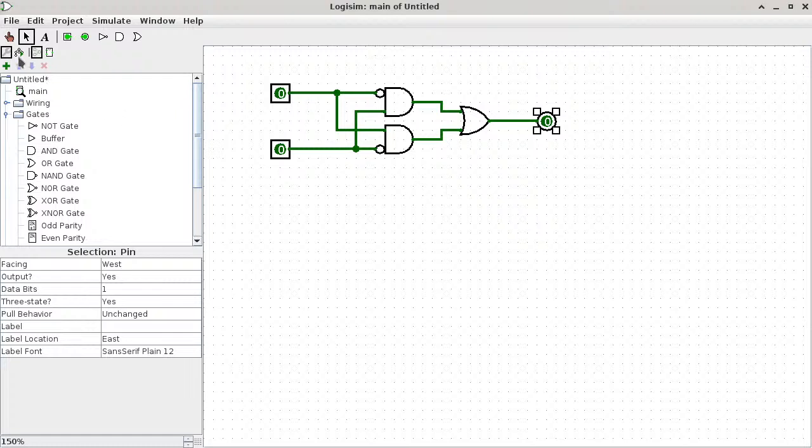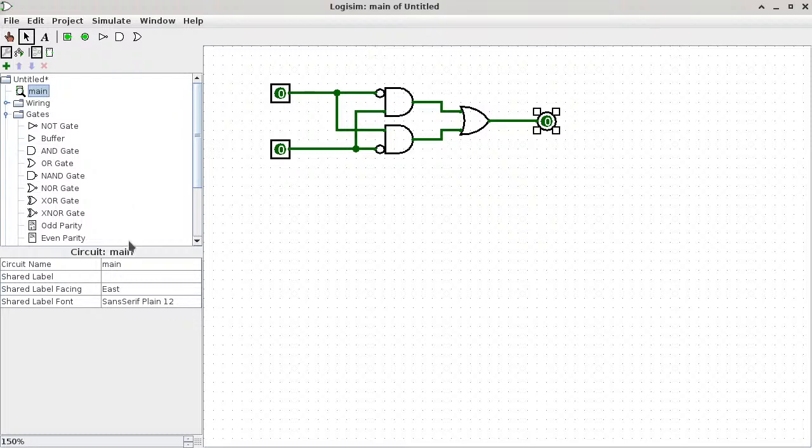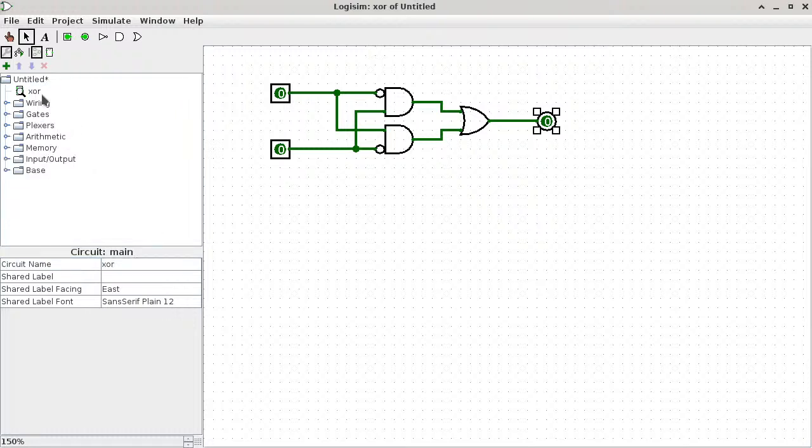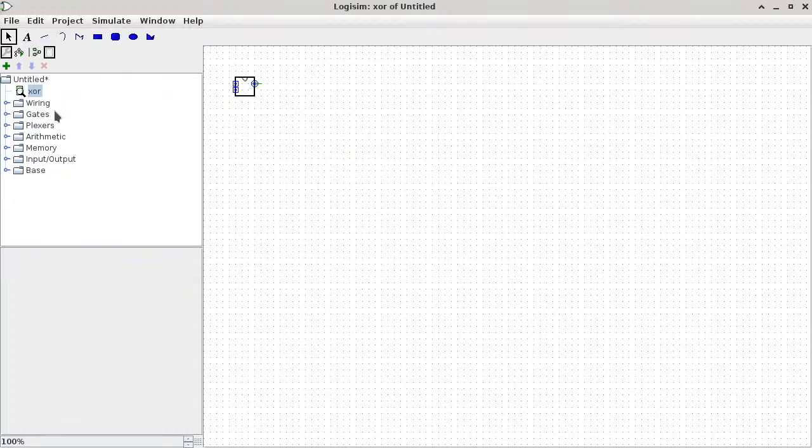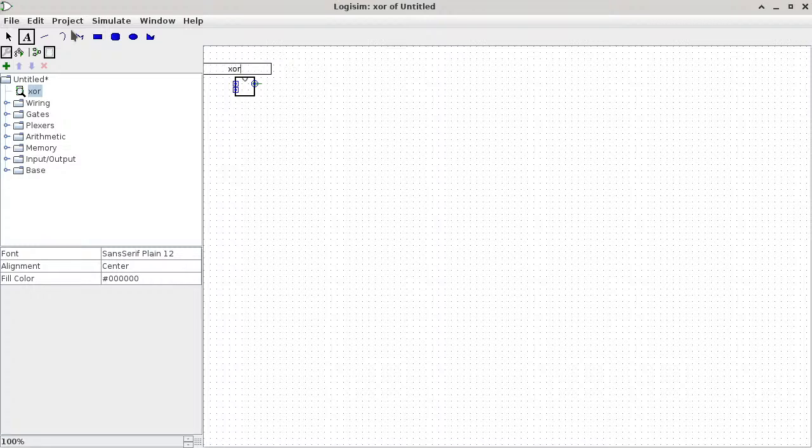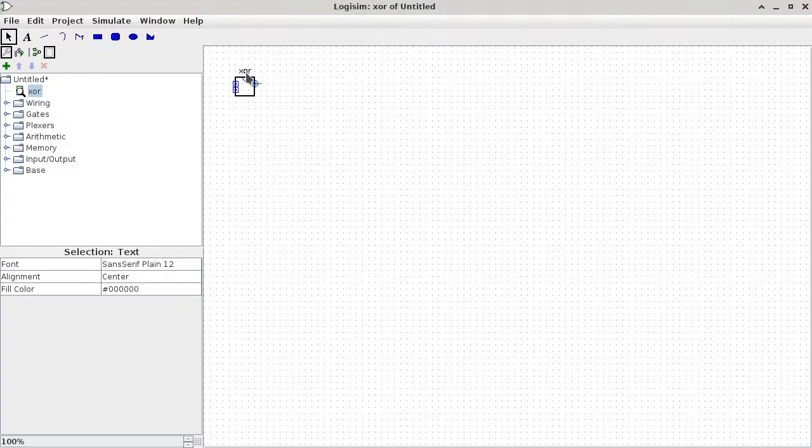So this way you can always come back here if you want to take a look at this. Once I'm done with this, I'm going to go to the circuit. It doesn't make sense to call that main anymore, right? So we'll call this exclusive OR because that's what it does. And we're going to change the appearance and also mention that this is our exclusive OR, XOR. Yeah, just as documentation, it's nice to know what it is. And there we go.